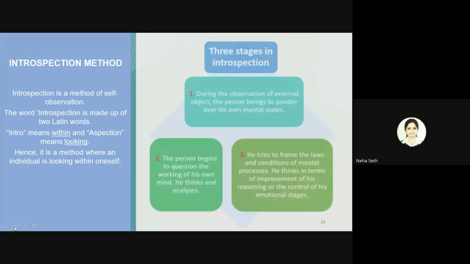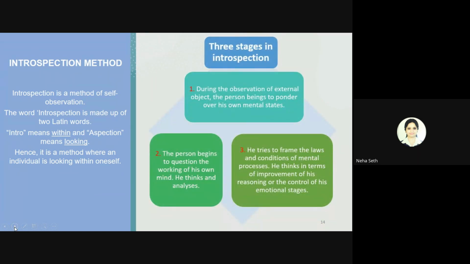The first one is introspection method. So introspection method is a method of self-observation. Okay. It is derived from the Latin word which includes intro and aspection. Intro means within me, aspection means looking. When we are looking in ourselves, looking into ourselves. So it is a method where an individual is looking within themselves first. So there are three stages of this method.